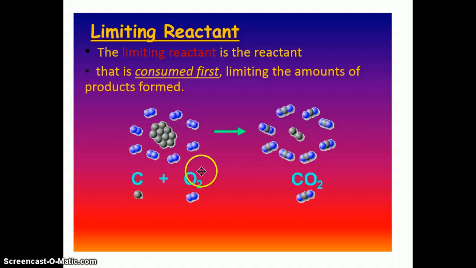So you see in this picture, carbon and oxygen form to make carbon dioxide. So you have a bunch of O2 molecules and then this clump of carbon in the middle. When they combine, you see that you have no O2 left, but you do have some carbon left. That means O2 limited how many CO2s you can make. So O2 would be your limiting reactant.